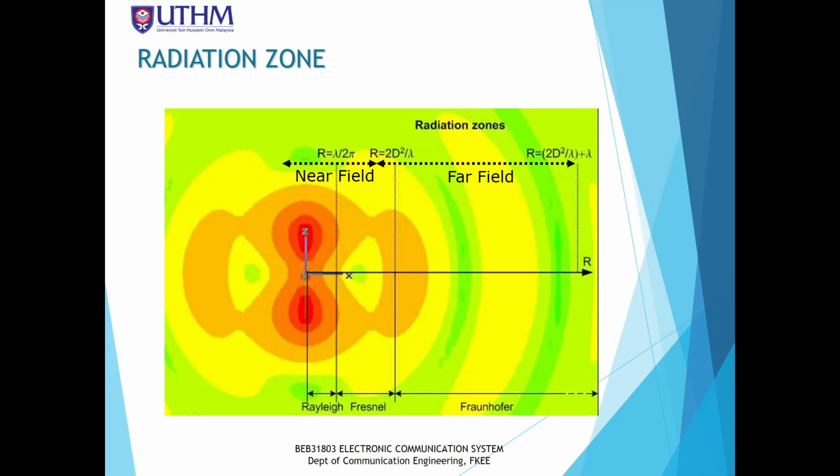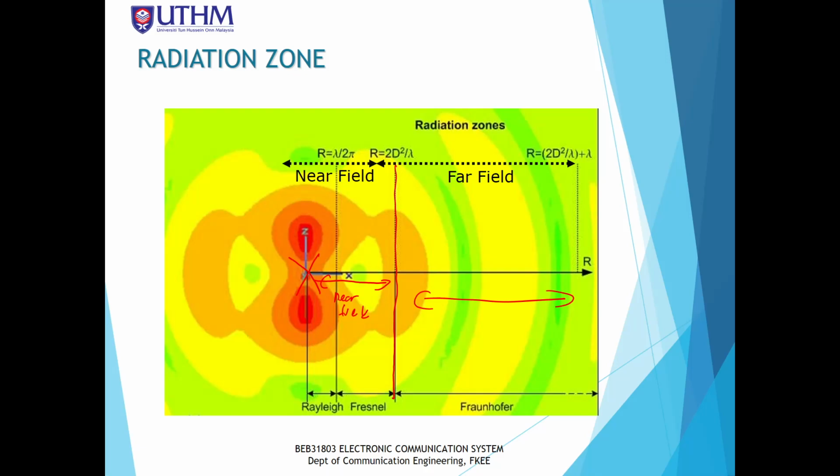Okay, this is to show the radiation of the antenna in the far field and also in the near field. Okay, so you see that 2D squared over lambda is somewhere over here. Okay, and the antenna is over here. So between the antenna and this line is the near field. Okay, this is the near field, and over here is the far field region, more than 2D squared over lambda.